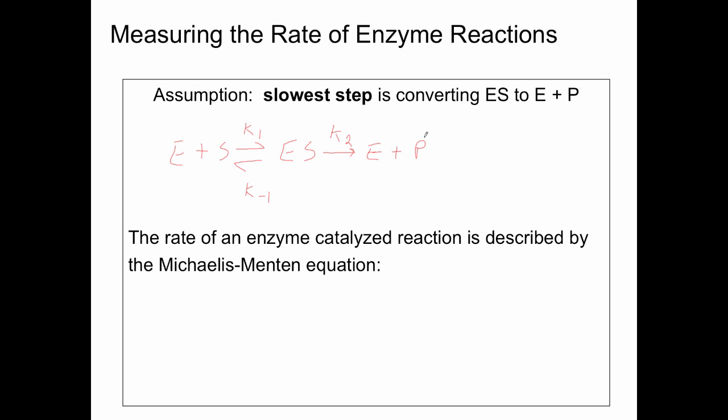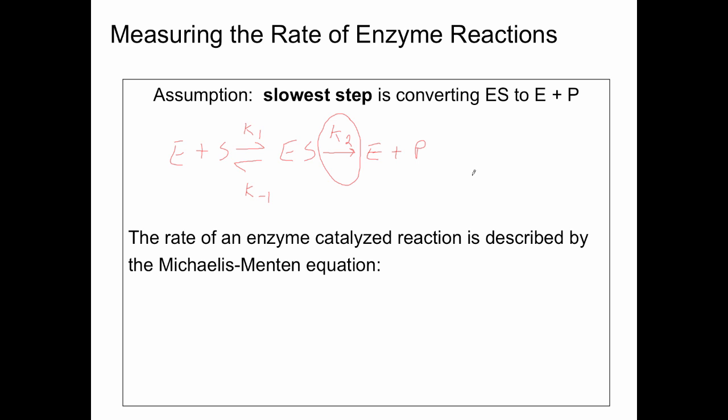There's two different assumptions in this reaction. One is that the slowest step is the conversion of ES to EP. So this is the slowest step. The other assumption is called the steady state assumption, and this states that the rate of ES formation is equal to the rate of its breakdown.